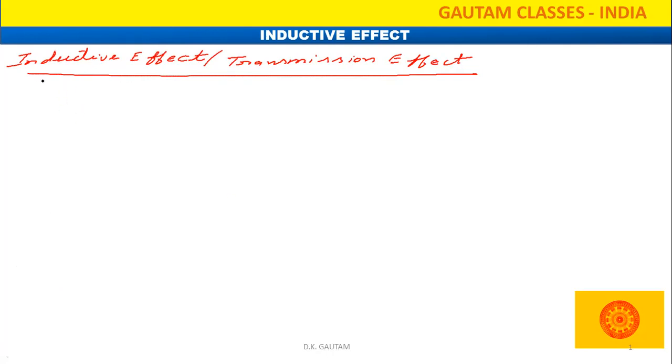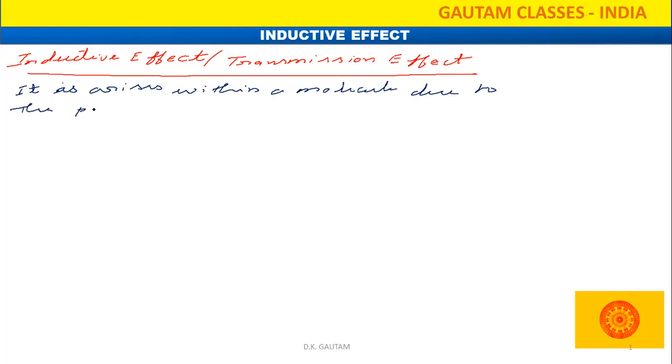What is that? It arises within a molecule due to the polarization of sigma bond. So that sigma bond exists between carbon and another atom.